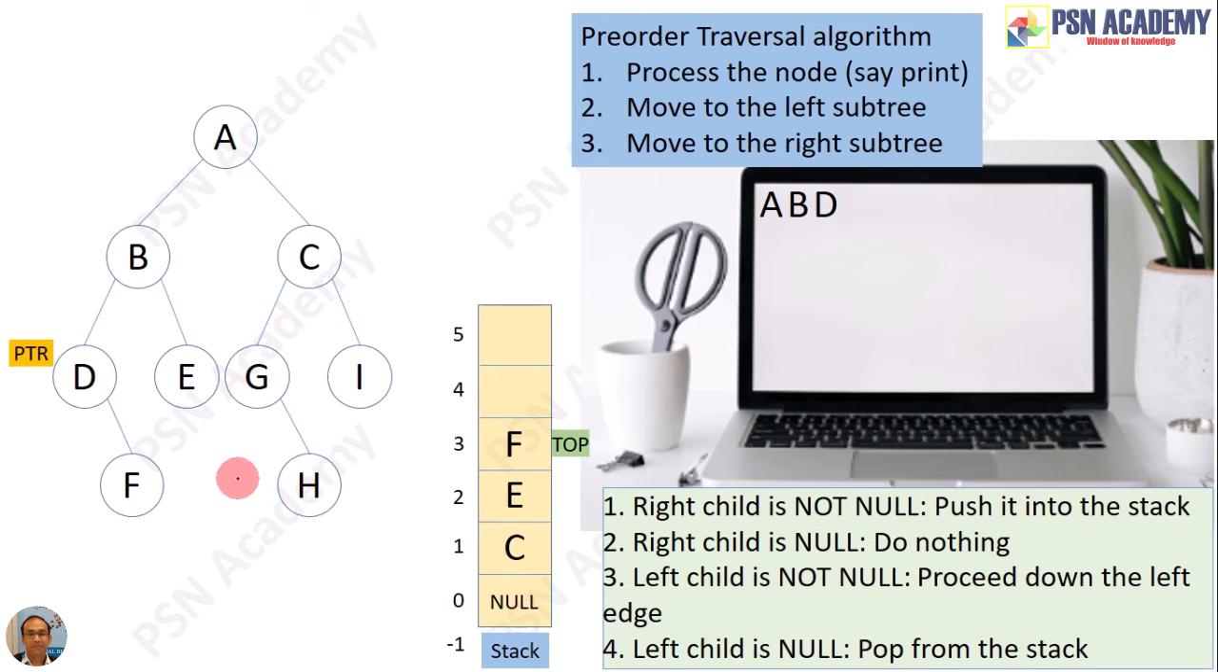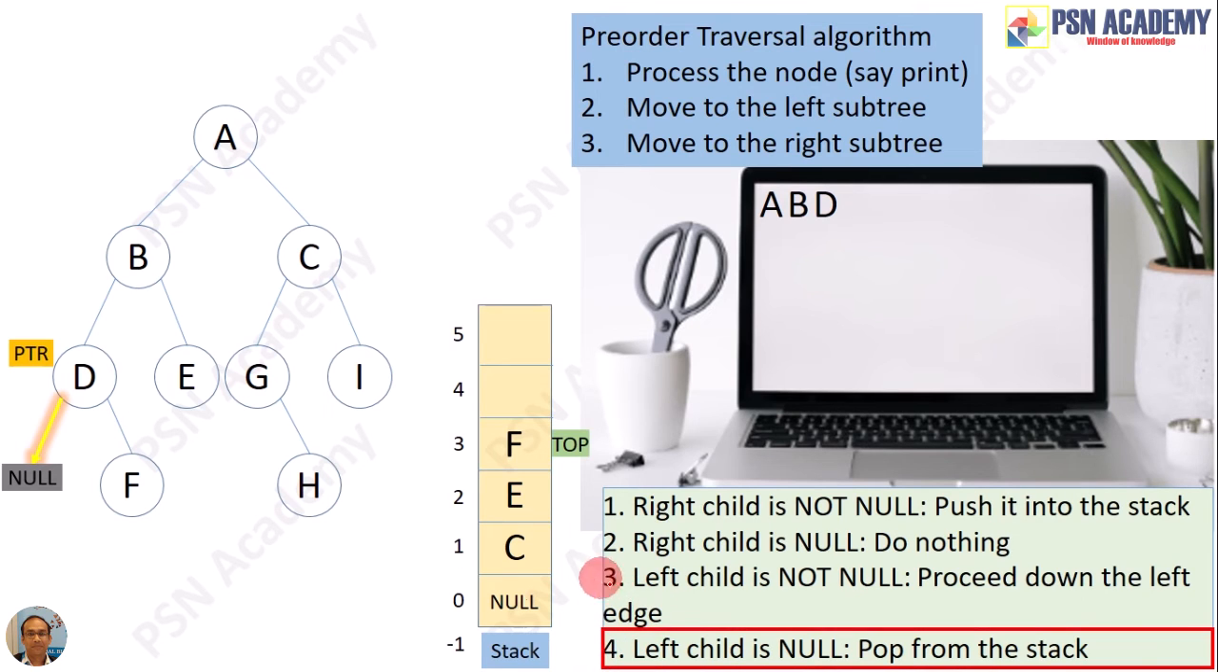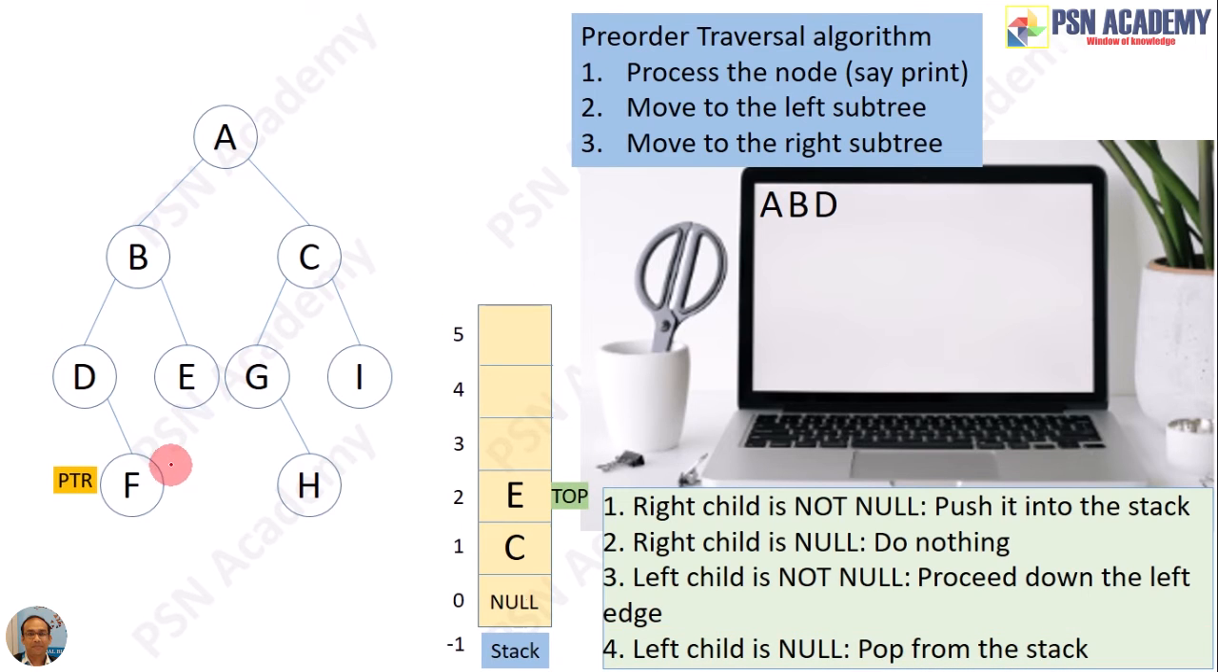You have to move towards the left, but check whether there is a left child or not. You can clearly see that the left link is null. So follow rule 4. Rule 4 says that if left child is null, that means there is no left child, then pop from stack. So pop F, because F is the topmost element in the stack. Now whatever comes out of the stack, set PTR to that node. So you set PTR to F. Now F is a new node. Print it.